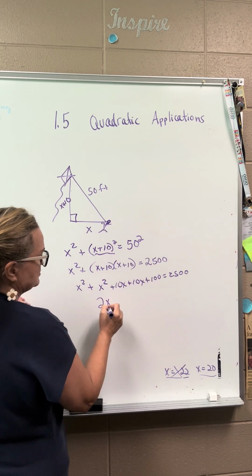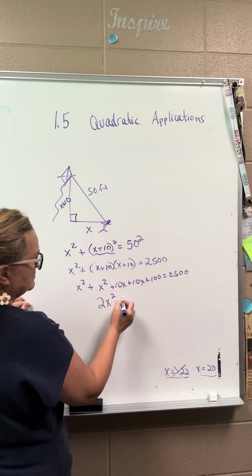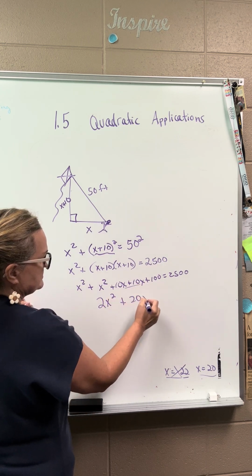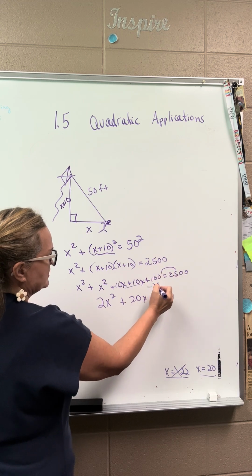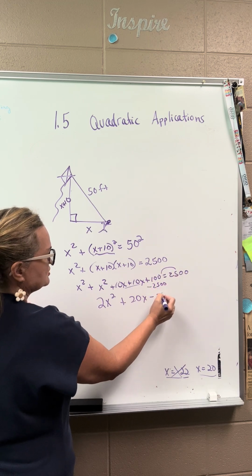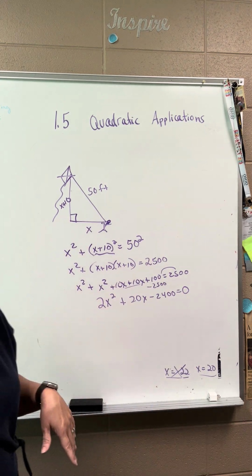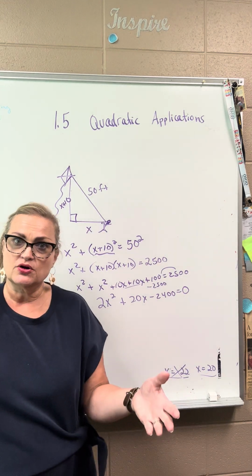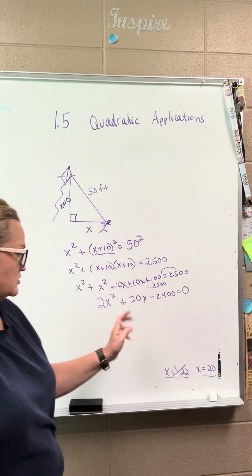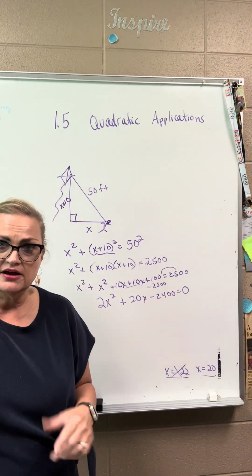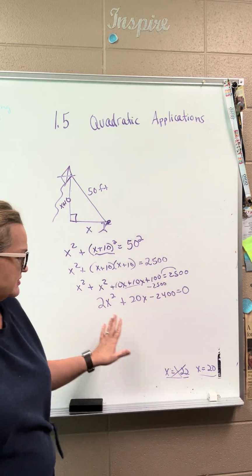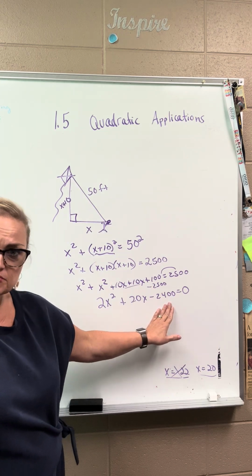We've got two squared terms, 2x squared, 20 x's. Bringing this across with the 100 makes minus 2,400 equals 0. This can be simplified, like we said earlier. It's optional. You could go ahead and do A, B, and C like that, or even try to factor it like that. But notice everything is divisible by 2.